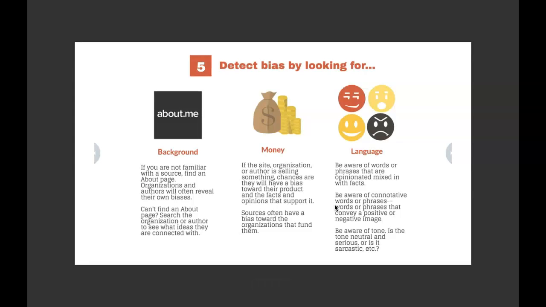Some other things to consider: it's important for us to detect bias by looking for the following. In terms of background, if you're not familiar with the source, find maybe an about page of an organization, and authors will often reveal their own biases ahead of time. If you can't find an about page, search the organization or author to see what ideas they are connected with. Additionally, in terms of money, if the site, organization, or author is selling something, chances are they will have a bias toward their product and the facts and opinions that support it too. Sources often have a bias toward the organizations that fund them.